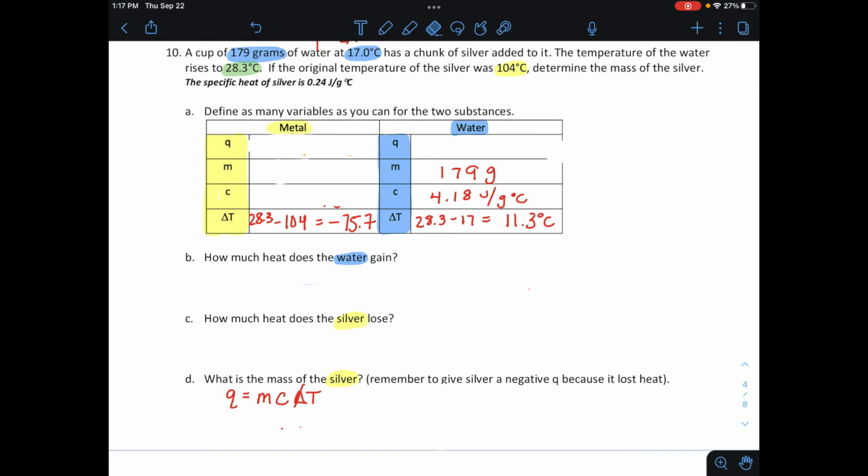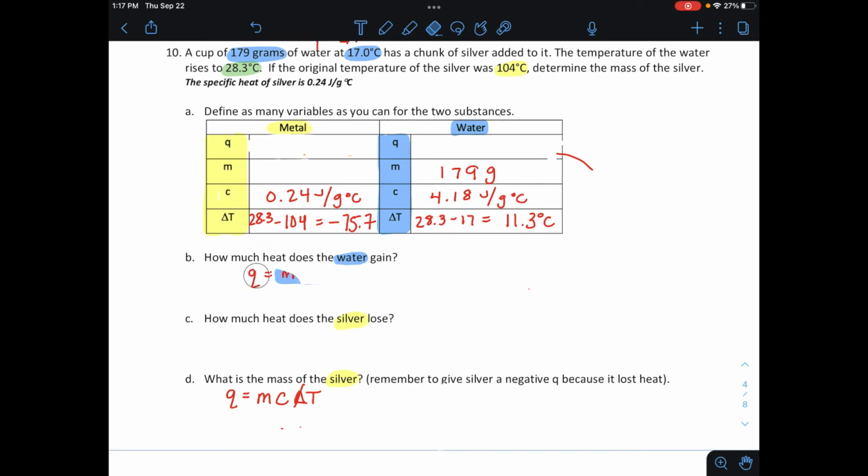The C of the metal is given to us in the problem. It's right here. It's 0.24 joules per gram times degrees Celsius. And so that's pretty much all we know here from the problem. So the very first question is, how much heat does the water gain?